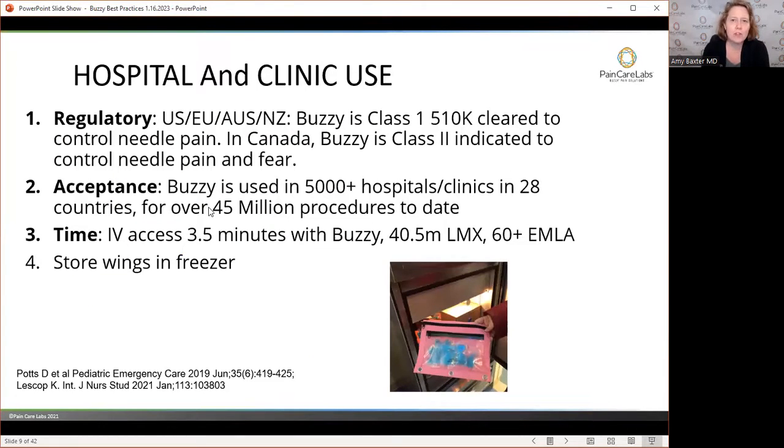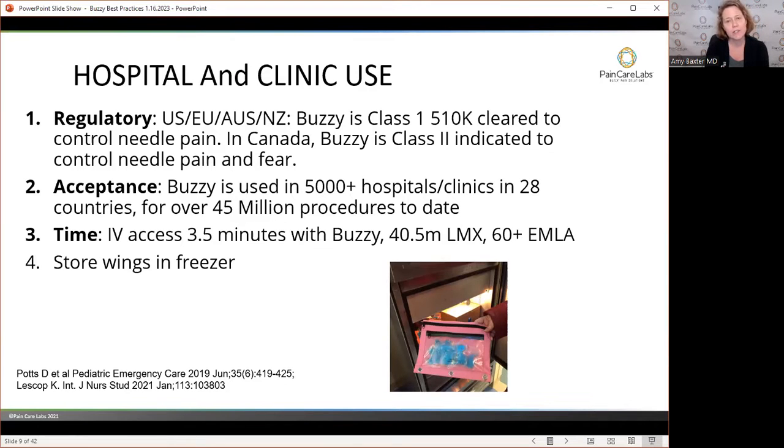So looking at regulatory and introducing this into a hospital system. In the US, the EU, Australia, UK, New Zealand, Buzzy is a class 1 device. In the US, it is 510(k) cleared to control needle pain. In Canada, Buzzy is a class 2 device, but in addition to controlling needle pain, it is also indicated to control needle fear. Now, Buzzy has been used at this point in over 5,000 hospitals and clinics.